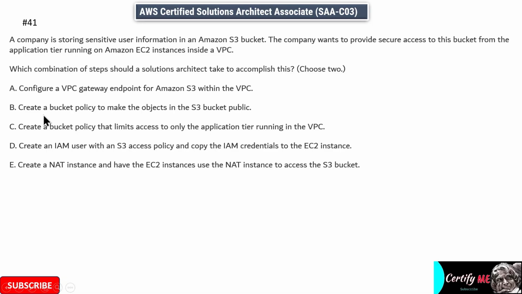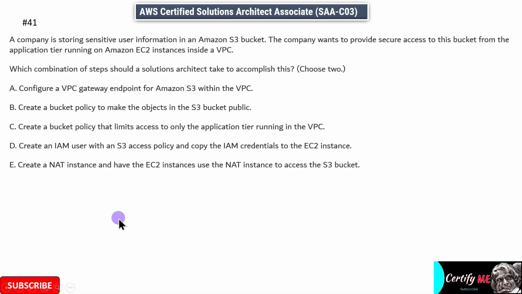Option B. Create a bucket policy to make the objects in the S3 bucket public. Option C. Create a bucket policy that limits access to only the application tier running in the VPC. Option D. Create an IAM user with an S3 access policy and copy the IAM credentials to the EC2 instance. Option E. Create a NAT instance and have the EC2 instances use the NAT instance to access the S3 bucket.